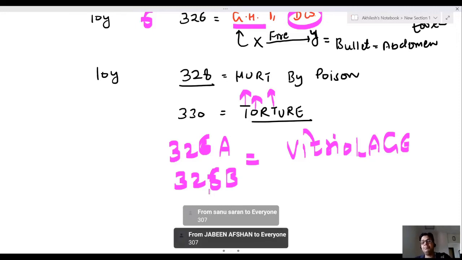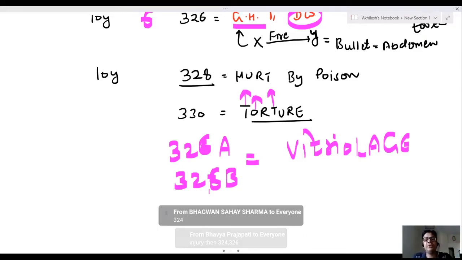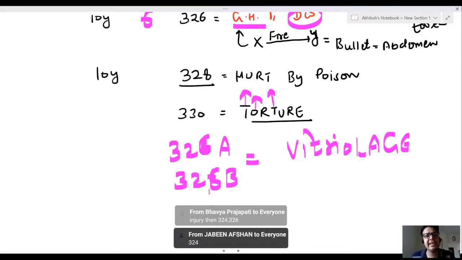Ma'am, Damodaran, you have written 324. Okay, you have written 324, but I have not mentioned anything about the injury. If I would have mentioned the injury, now listen. X fired on Y. There is a bullet scratch on the skin of Y. Which IPC will be applicable? Then you should have written 324. Bullet scratch, yes, then it would be 320. But I have not mentioned anything.